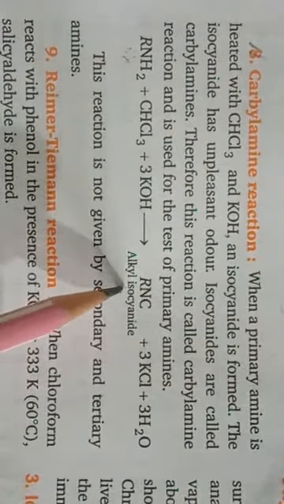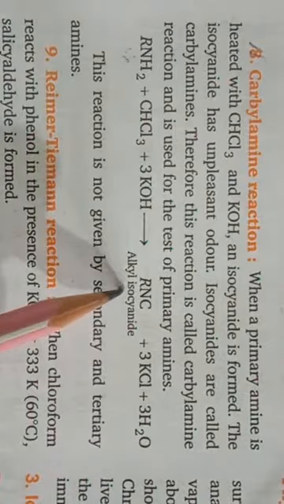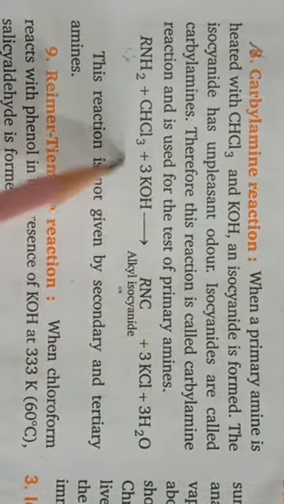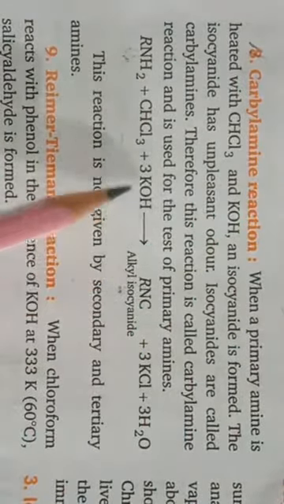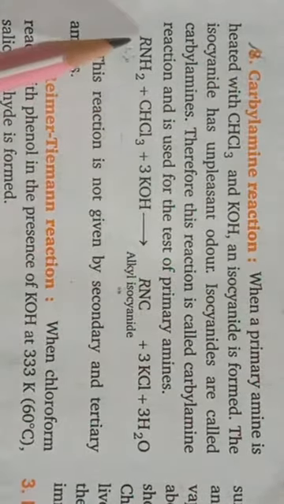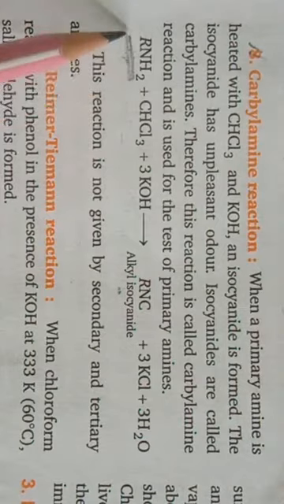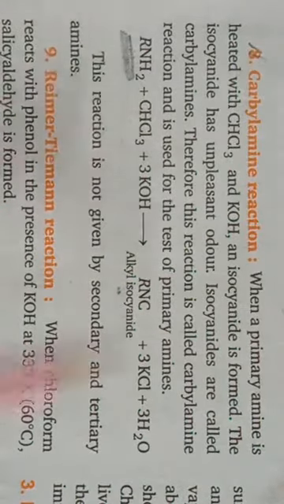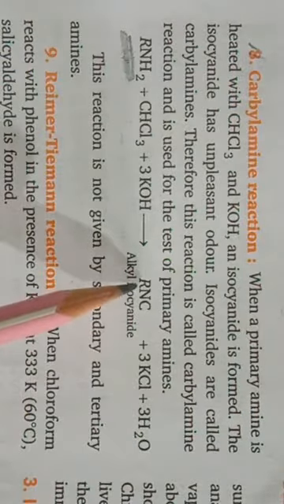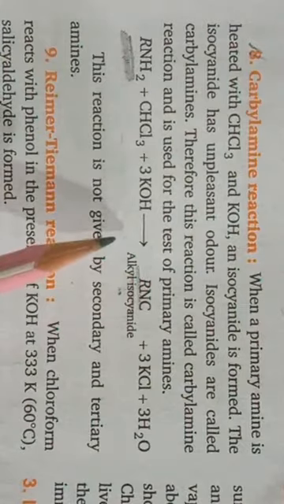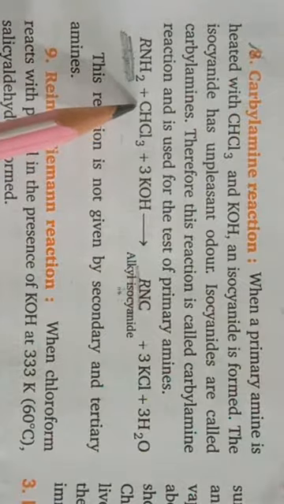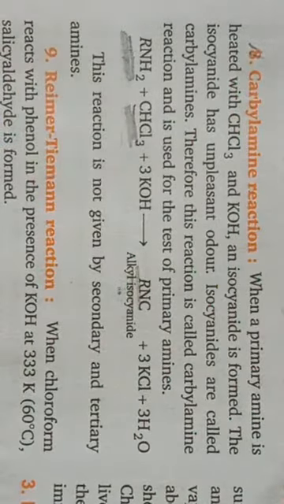This alkyl isocyanide is a bad smelling substance, and this reaction is used in a number of ways. The first way is for the testing of aromatic and aliphatic primary amines. Second, as the preparation reaction of isocyanide, and third, this reaction can also be used as a test reaction for chloroform.